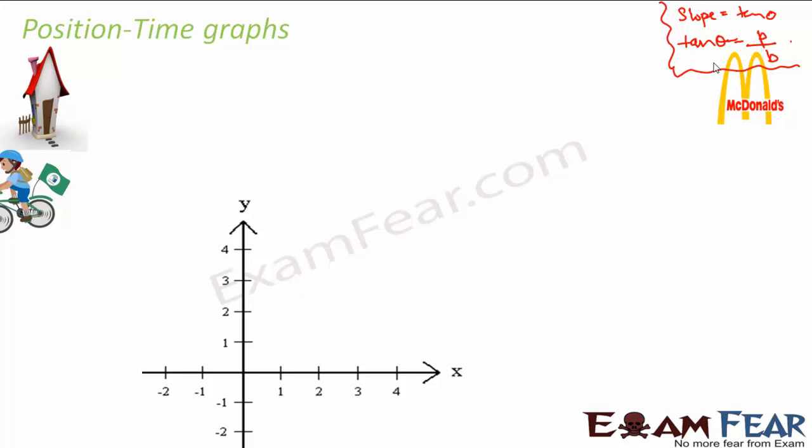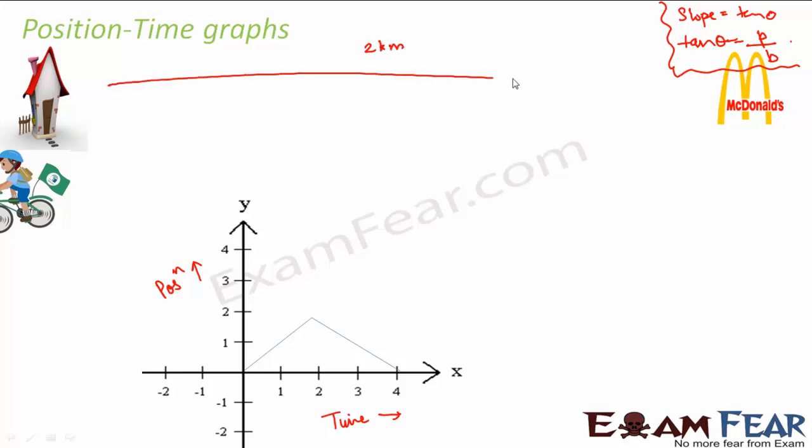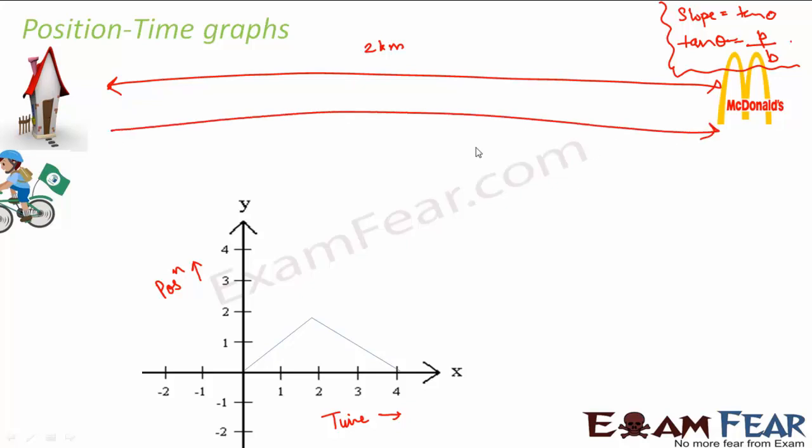But in this case, direction also plays a role. So how will the graph look? It will look somewhat like this. Here the y-axis denotes position, and the x-axis denotes time. So what happens in this case? Initially, let us suppose the distance between the home and McDonald's is 2 kilometers. So the time taken to reach McDonald's is 2 hours. Again, the time taken to come back home is 2 hours.